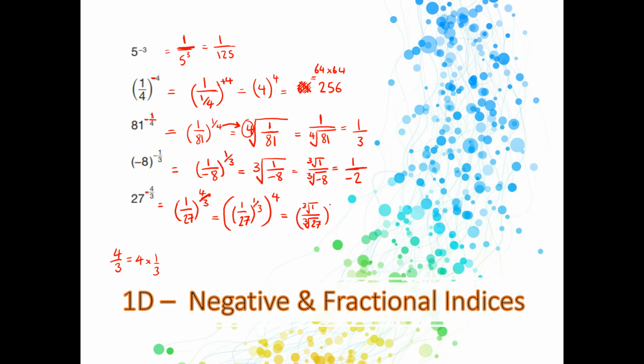So once we've found the third root, we're going to raise it to the power of 4. So 1 over 3 needs to be raised to the power of 4. 3 to the power of 4 is 81. So the final answer is 1 over 81. Okay, I hope you found this helpful.